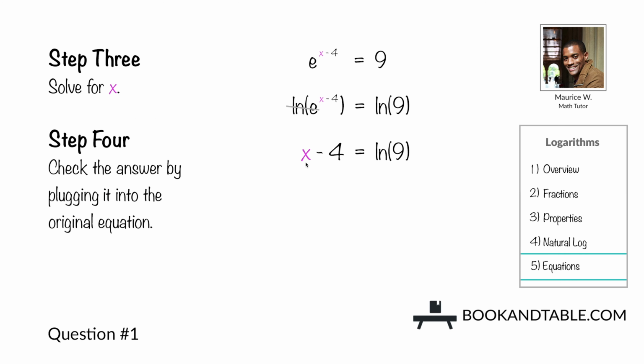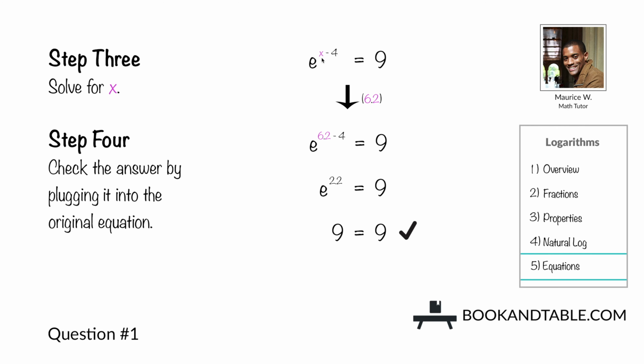And now we can solve for x. So we can add 4 to both sides, showing us that x is equal to the natural log of 9 plus 4. And if we plug this into our calculator, we find that x is equal to 6.2. And we can check the answer by plugging 6.2 into the original equation for x here, which would give us e to a power of 6.2 minus 4, which would be 2.2. And e raised to a power of 2.2 is equal to 9, confirming that x is equal to 6.2.